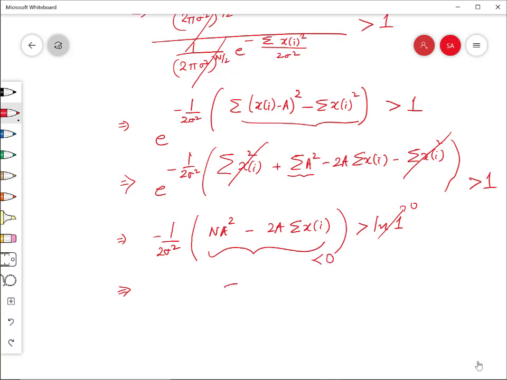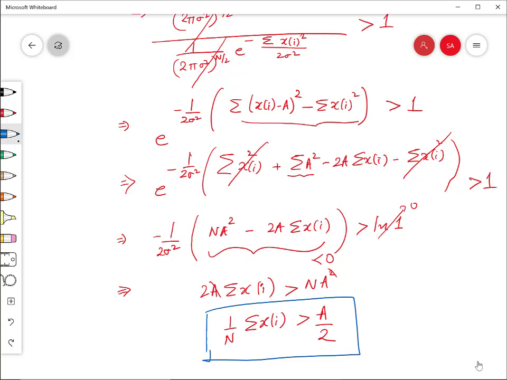This means that 2A summation xi is greater than N times A square. A is also cancelled. Let's take N to the other side. So this is 1 over N summation xi is greater than A by 2. This is what we get using the ML detector.